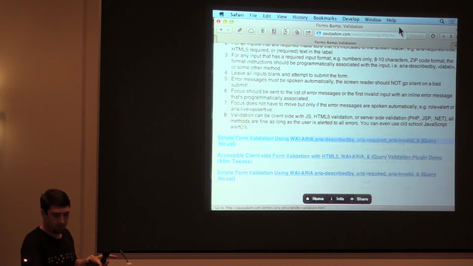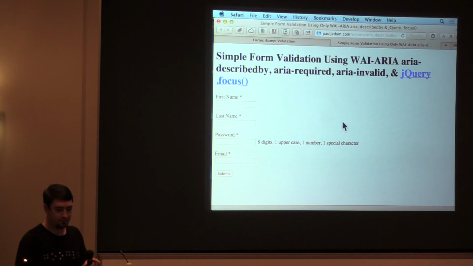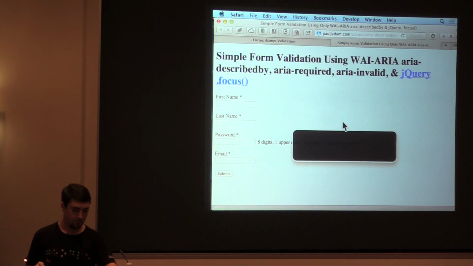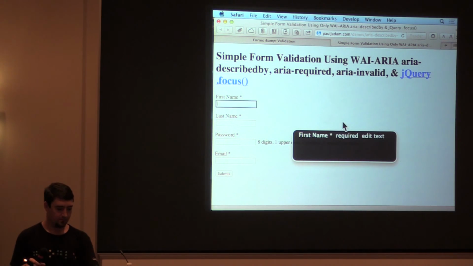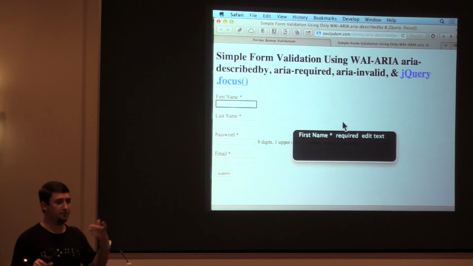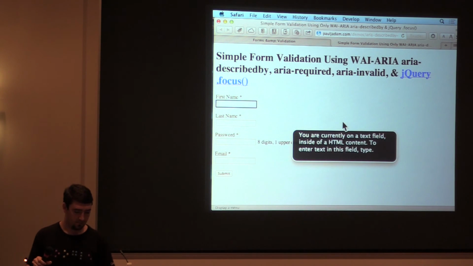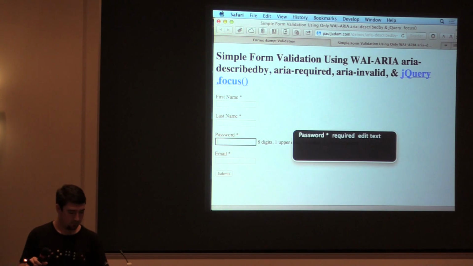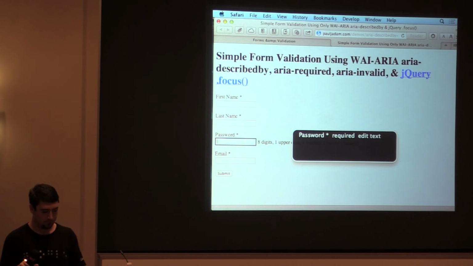I'll show you an example of a good form, just something I created as a demo. VoiceOver: link, first name star, required edit text. So I have the ARIA required attribute. I also put a star there for a visual indication of required. Edit text. Last name star, password star, required edit text.